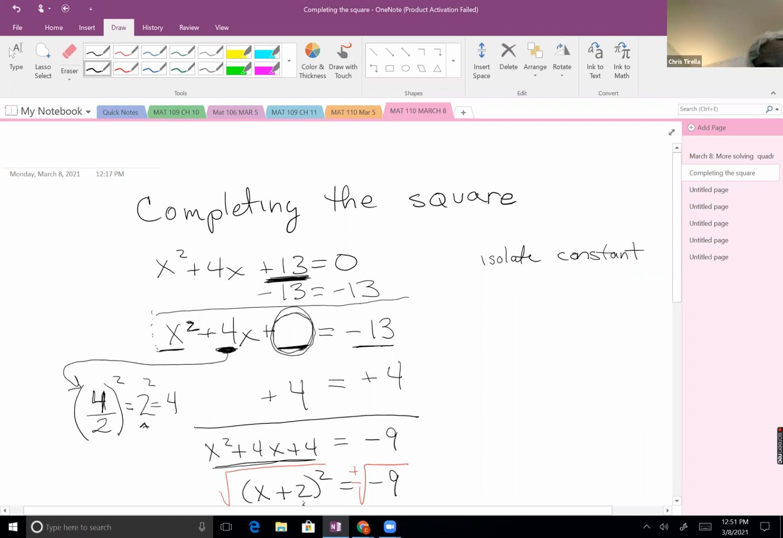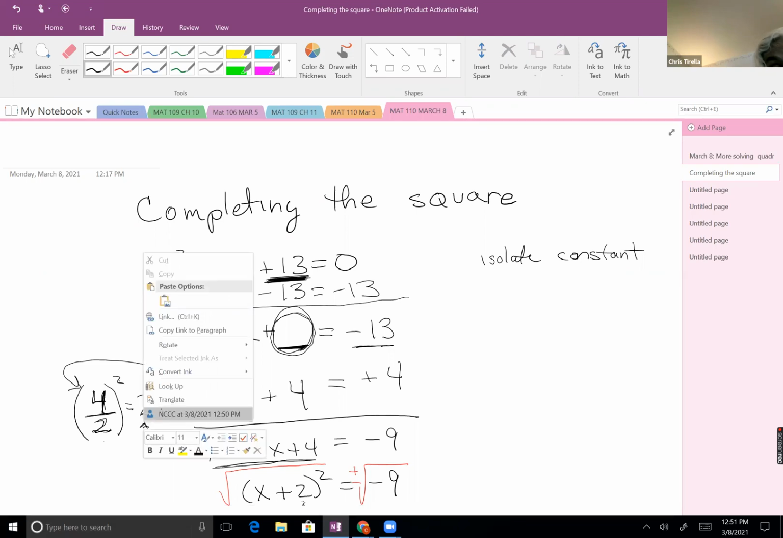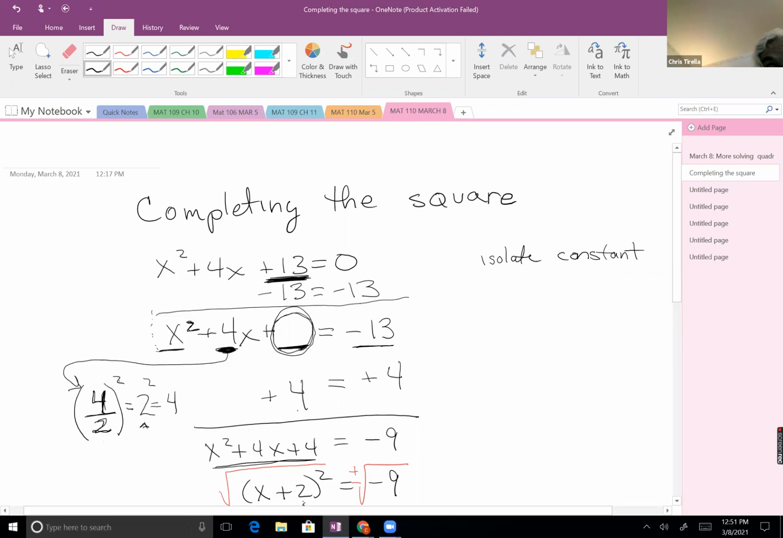We're going to take that 4, divide it by 2, and then square it. 4 divided by 2 is 2. 2 squared is 4. So that tells me that what should be in this spot here is 4. If I add 4 to one side, I have to add it to the other side. That part all right?